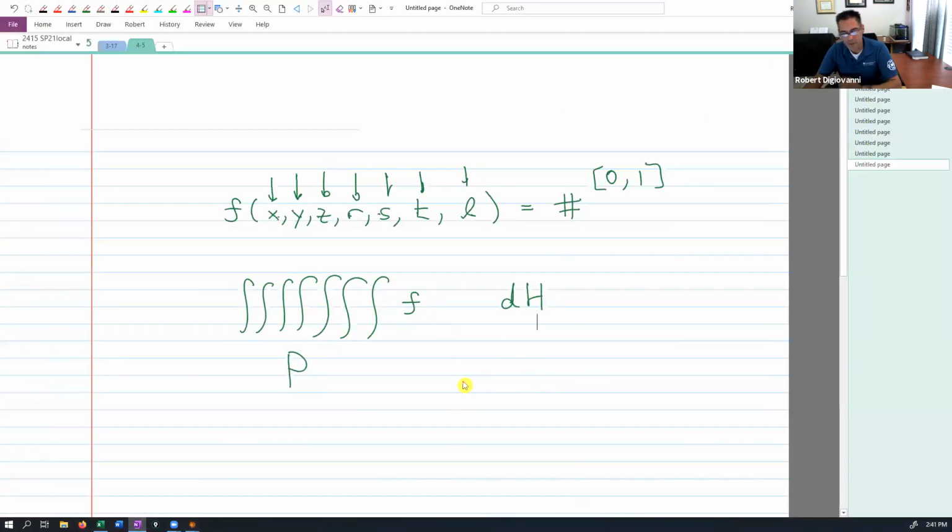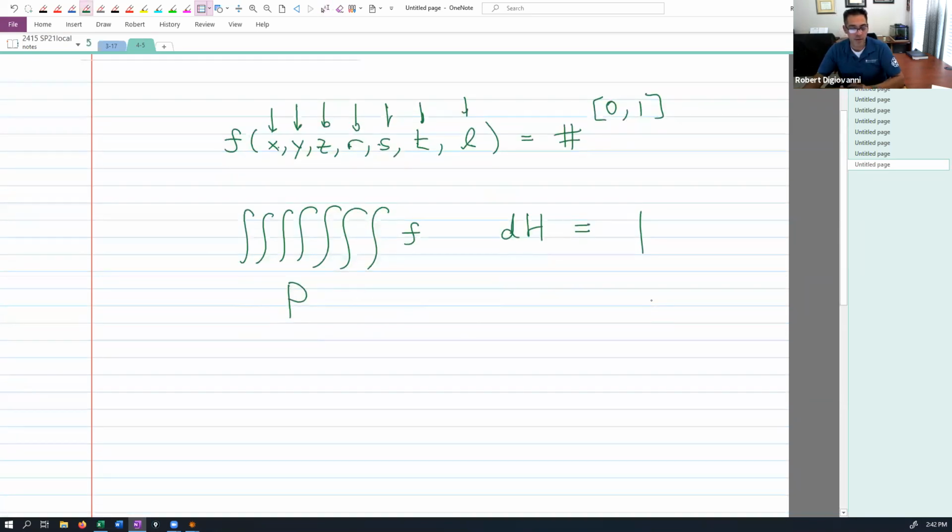What would this have to be equal to? So if this function gives you the probability of rain with all these different conditions, right? And that probability would have to be between 0 and 1. What should the sum of all probabilities be equal to? It should be equal to 1.